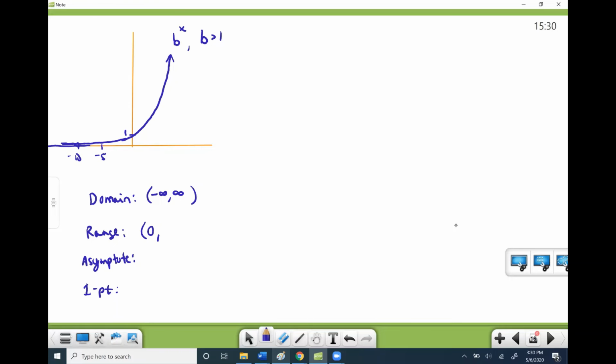Now how about the highest? We got the lowest y value. It's getting closer and closer to 0. How about the highest? Infinity. Good, you guys. So the asymptote is this line right here. What's the equation for that? The x-axis. What is the equation for the x-axis? It's a tricky one. That's why I'm asking.